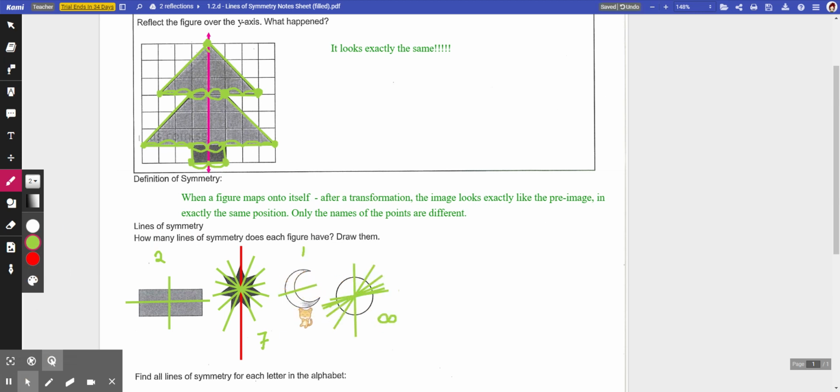All right, so our crescent moon here has one line of symmetry. I could fold it over here, but any other direction and that point isn't going to line up to that point. The circle is a little bit of a trick question. It has infinitely many lines of symmetry. You can draw a line anywhere through that circle and you're always going to be able to line it up.